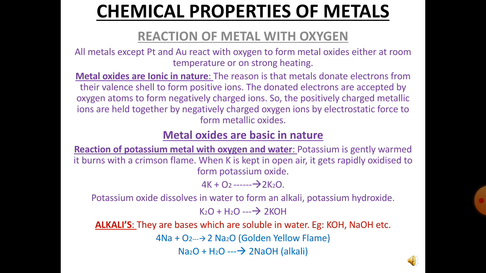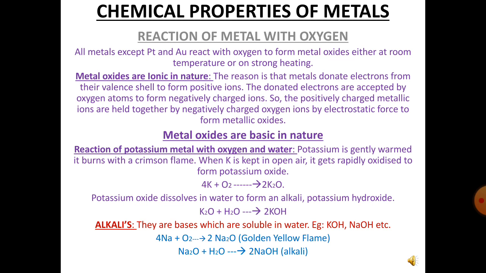Now let us go for the reaction of some metals with oxygen. First, let us see how potassium reacts with oxygen and water. Potassium, if you leave it exposed to air, will start getting oxidized by itself. But if you heat it gently, it will burn with a crimson flame. When potassium is kept in open air, it gets rapidly oxidized to form potassium oxide. You can see the reaction given below.